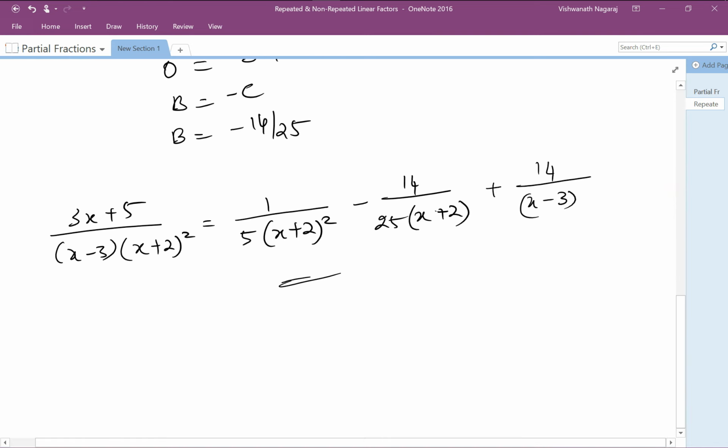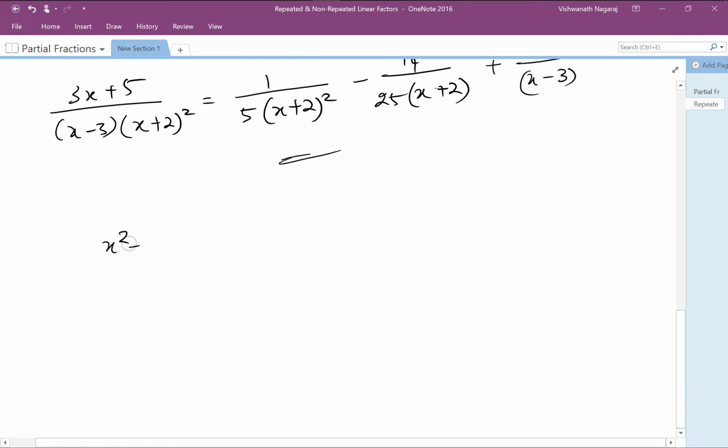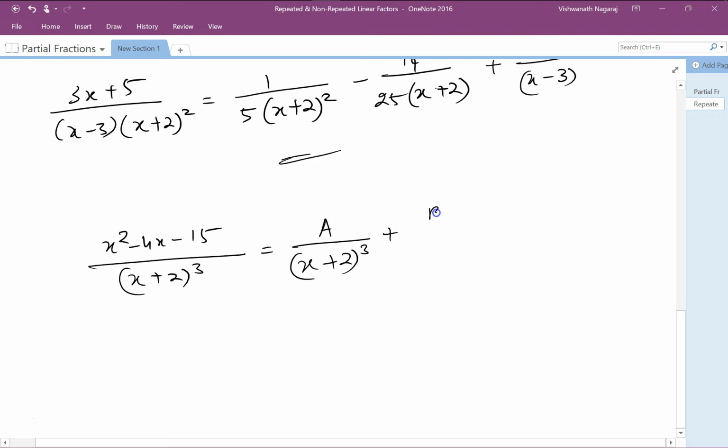Okay, let's do the next one. x square minus 4x minus 15 divided by x plus 2 cube. Here there is only repeated denominators. There are no non-repeated ones. So a by x plus 2. Keep reducing the exponent of the denominator by 1. x plus 2 square, x plus 2.